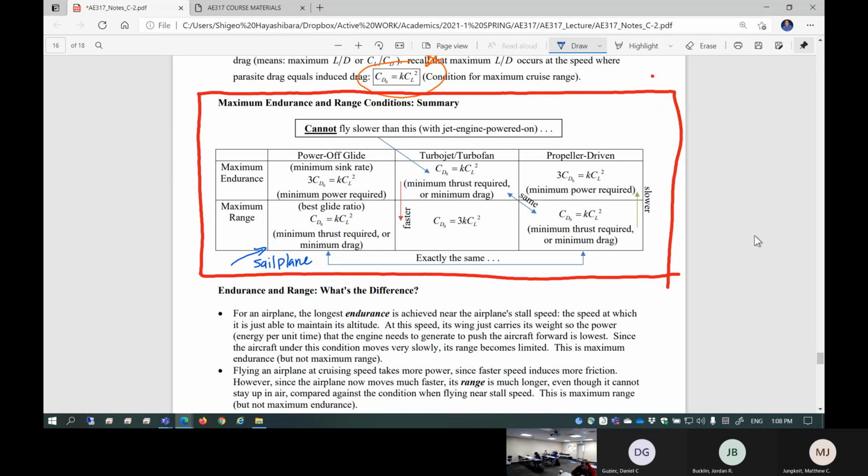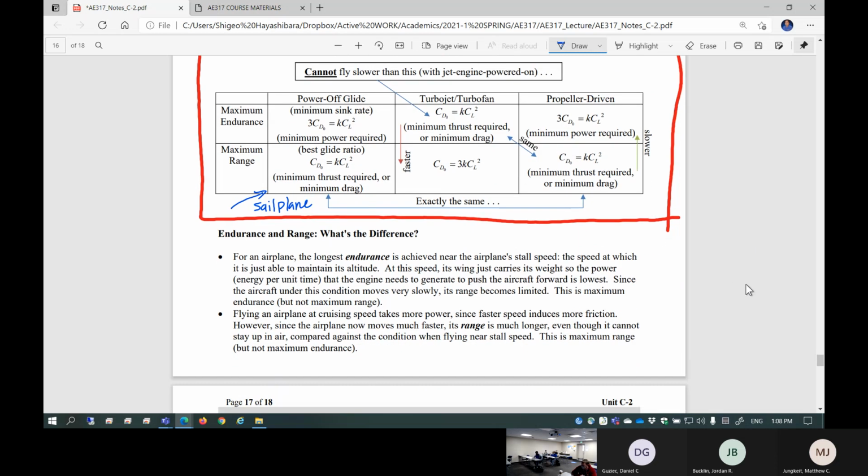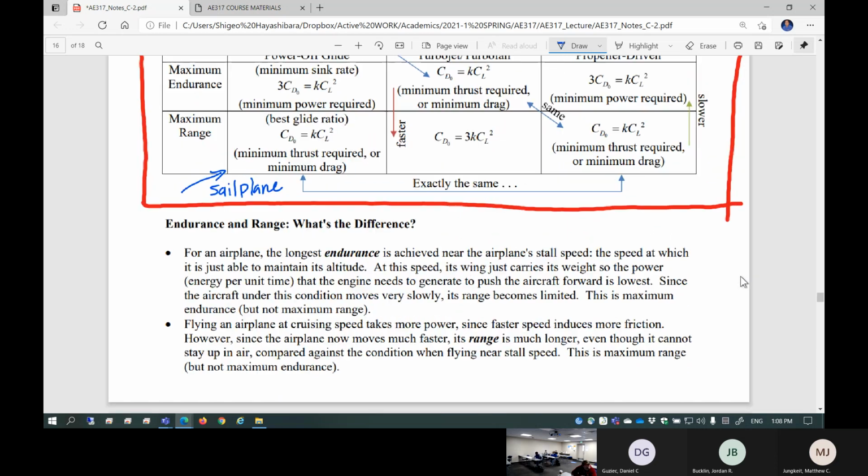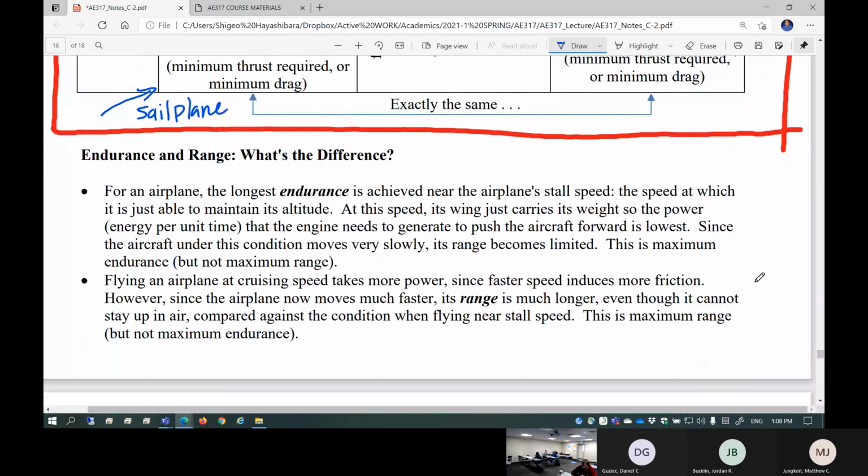So this is the big picture, isn't it? So what is actually causing those differences? This is quite important. Let me zoom in. What makes the difference between endurance and range? For an airplane, the longest endurance is achieved near the airplane's stall speed. You have to slow down as much as you can to get maximum endurance. You don't care about how far you can fly. You want to stay up in the air as long as possible, as far as time is concerned.